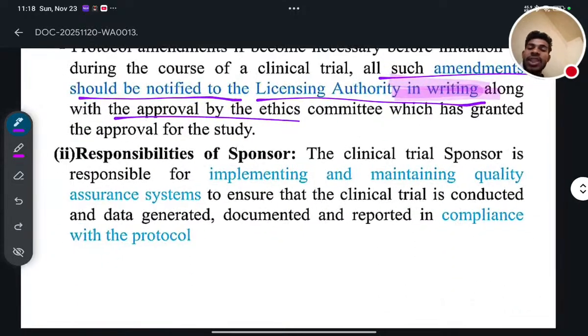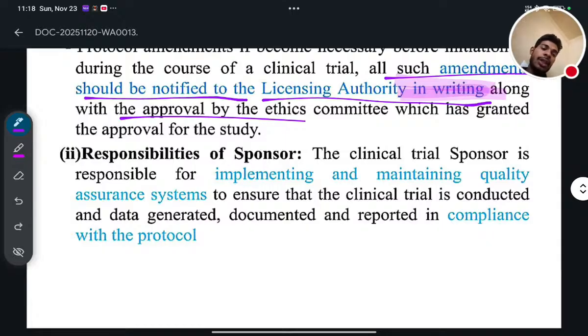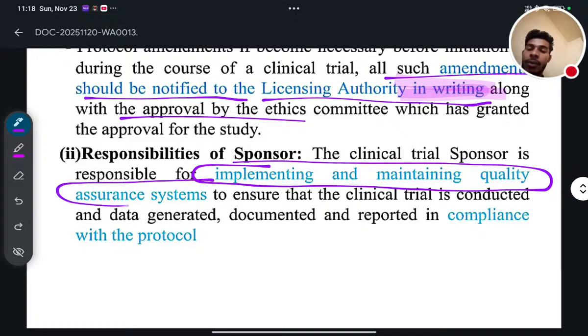What are the responsibilities of the sponsor? The clinical trial sponsor is responsible for implementing and maintaining the quality assurance system, to ensure the clinical trial is conducted and data generated, documented and reported in compliance with the protocol.